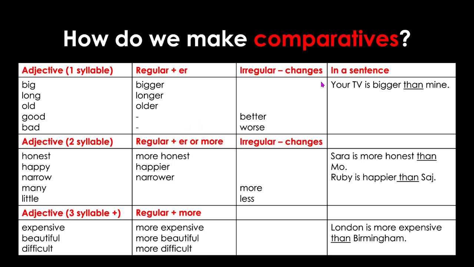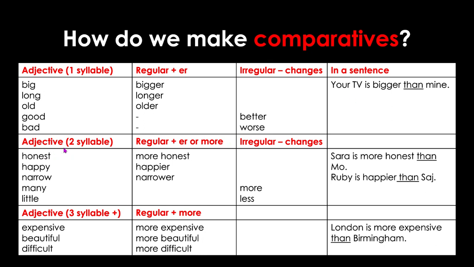So in a sentence, using a comparative that is one syllable long, we might say, your TV is bigger than mine. If we were going to use better, we might say, your clothes are better than mine. And notice that when we're using these comparatives, we're always using this word than, and we are comparing two things. So two things here.